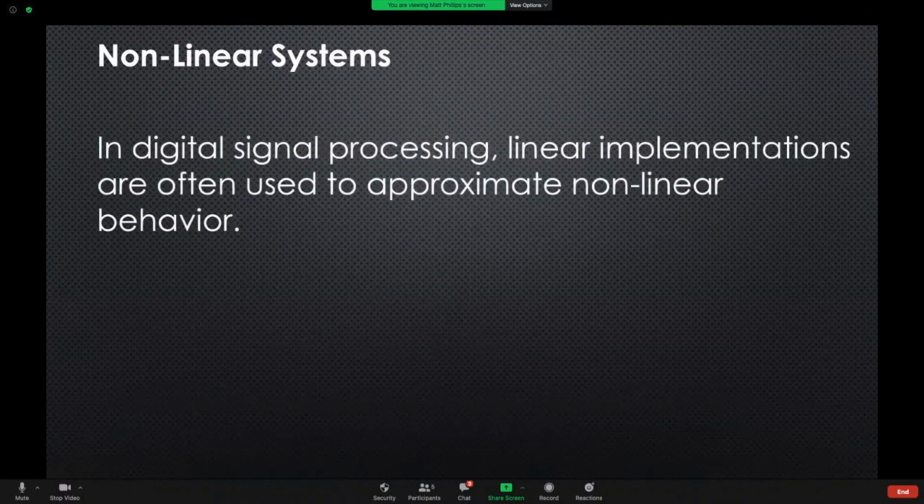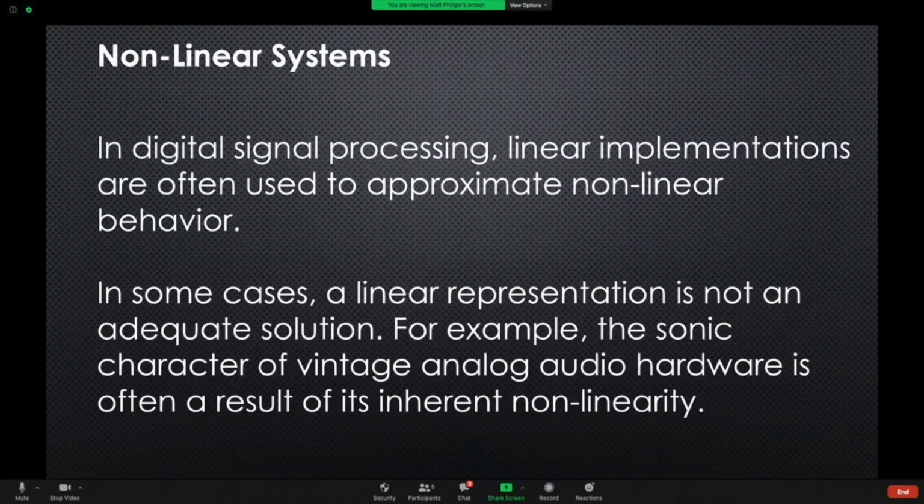So in DSP, linear implementations are often used to approximate nonlinear behavior, which is a completely valid way of approaching a problem. But in some cases, a linear representation is not an adequate solution for what we're trying to do. And the classic example that I run into developing plugins is that the sonic character of a vintage analog audio piece of hardware, for example, is often a result of its inherent nonlinearity. So if you try to represent that system using linear methods, then you're in fact glossing over some of the inherent characteristics and quality of that piece of gear.